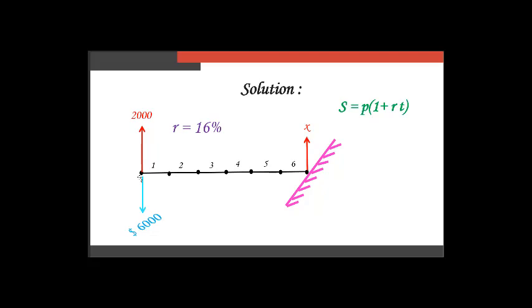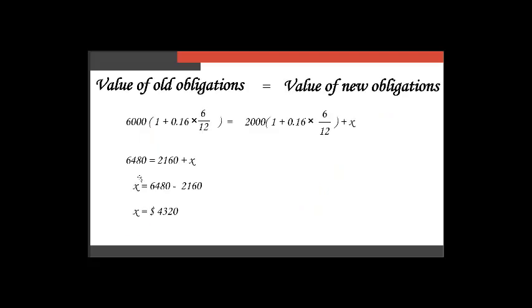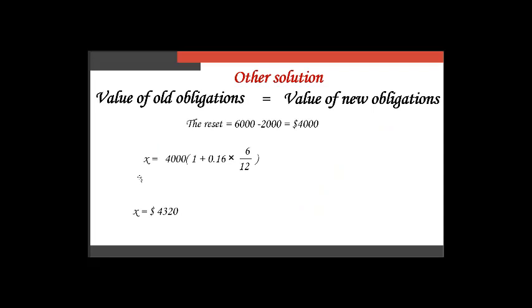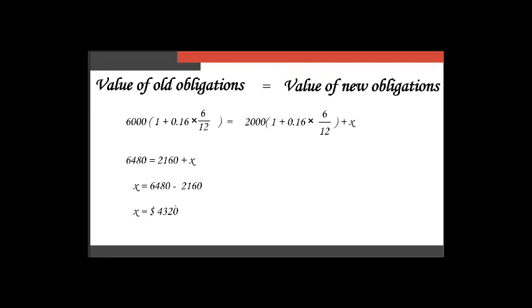So we can use the amount formula, S equals B times 1 plus RT. So X equals 4,000 times 1 plus 16% times 6 over 12. In this example, X will be equal to 4,320. Look at the result of this solution and the other solution. X equals 4,320, the same result.